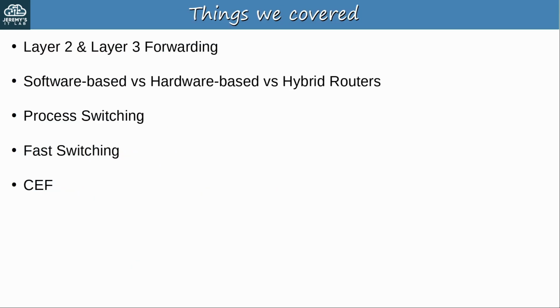Here's what we covered in this video. We reviewed the differences between layer 2 and layer 3 forwarding, and then I introduced software-based, hardware-based, and hybrid routers. Then we looked at the packet switching methods: process switching, fast switching, and finally the main topic, CEF. At the CCIE level, you will have to study more of the intricacies of CEF, but at the CCNP level, you just need to understand the basics of CEF and its components such as the FIB and adjacency table. Know that CEF can be implemented both in software using the CPU or in hardware with ASICs or a network processor.